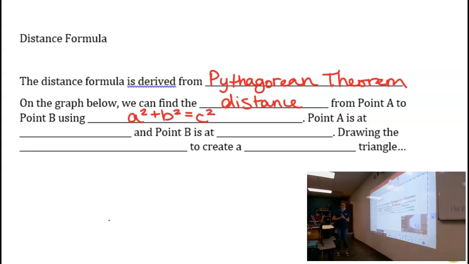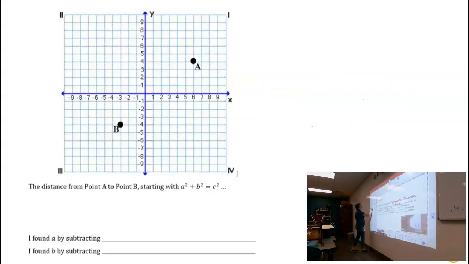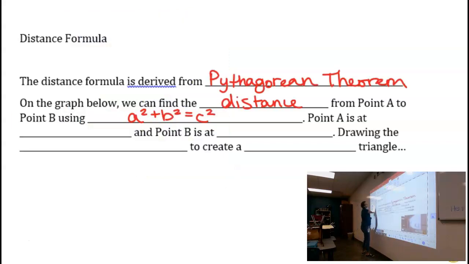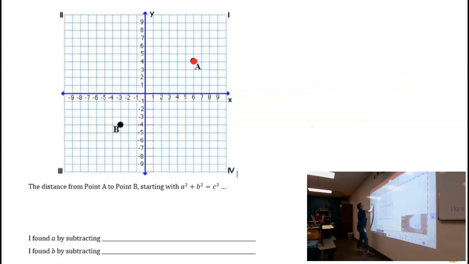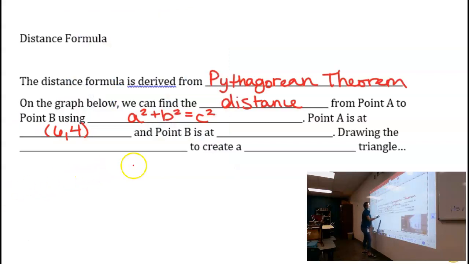So point A, I'm going to go ahead and switch to my screen. Point A, right here, is located at the coordinate 6, 4. So point A is at 6, 4. And point B, here, is located at the ordered pair -3, -4.